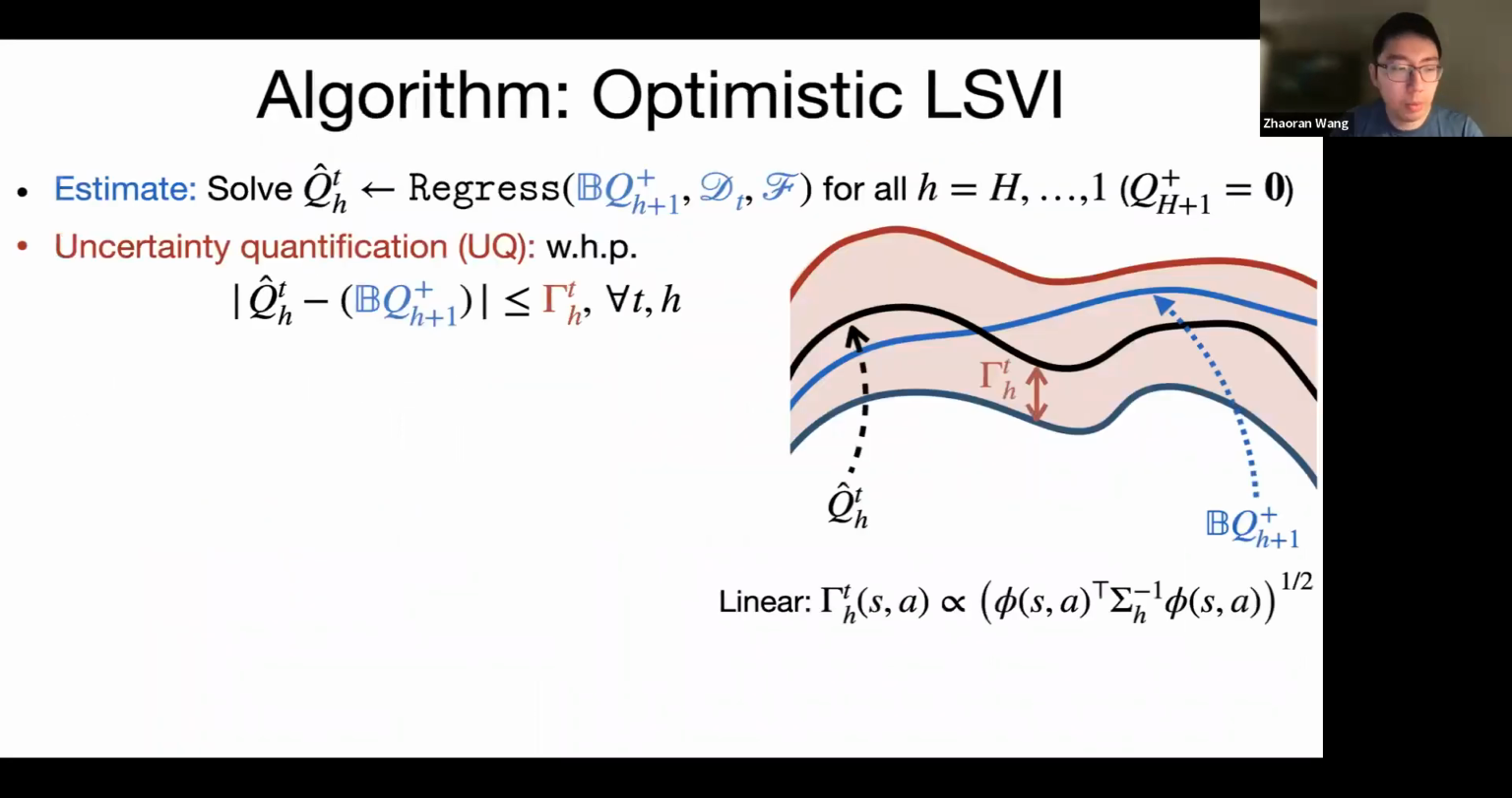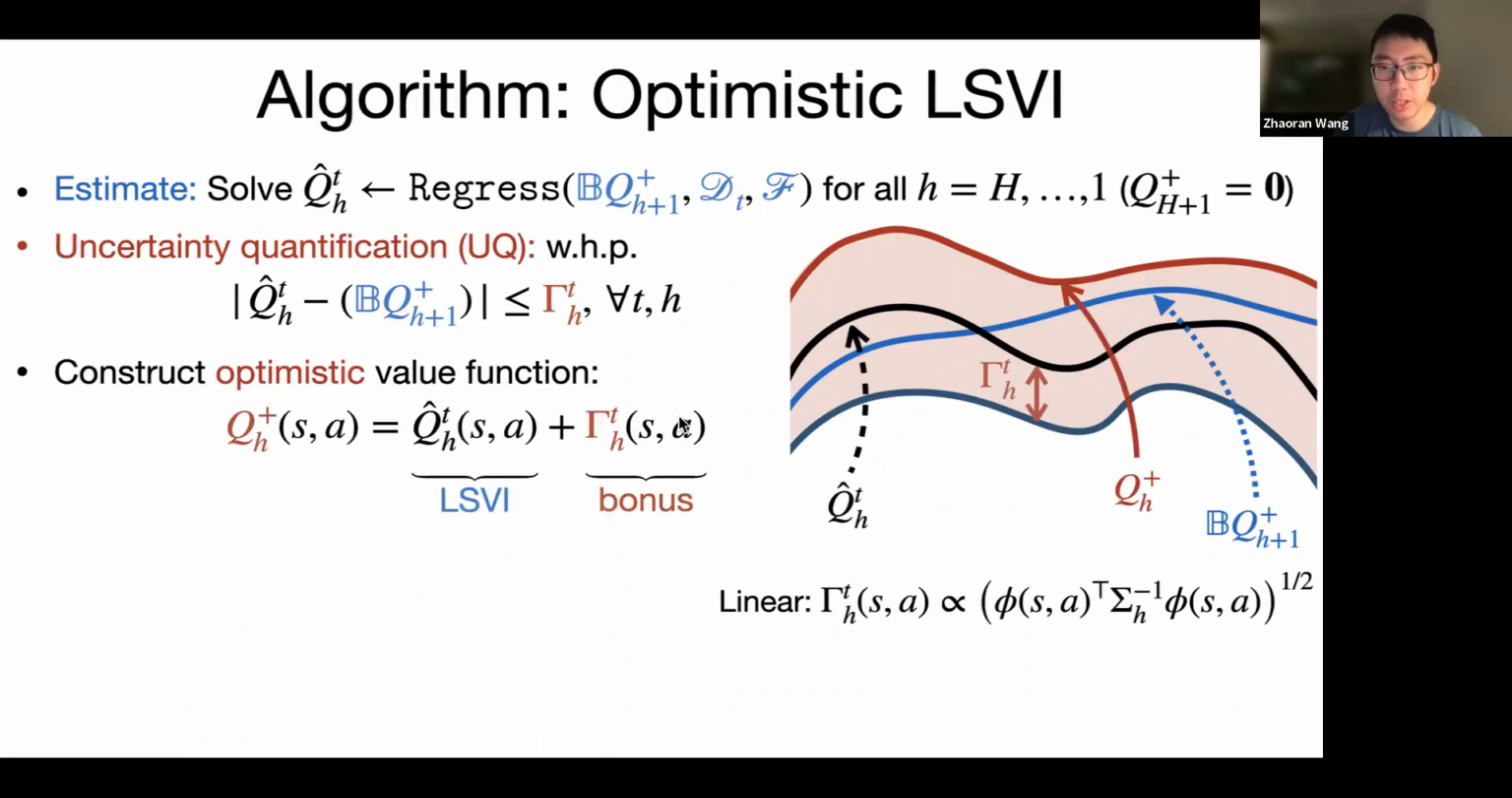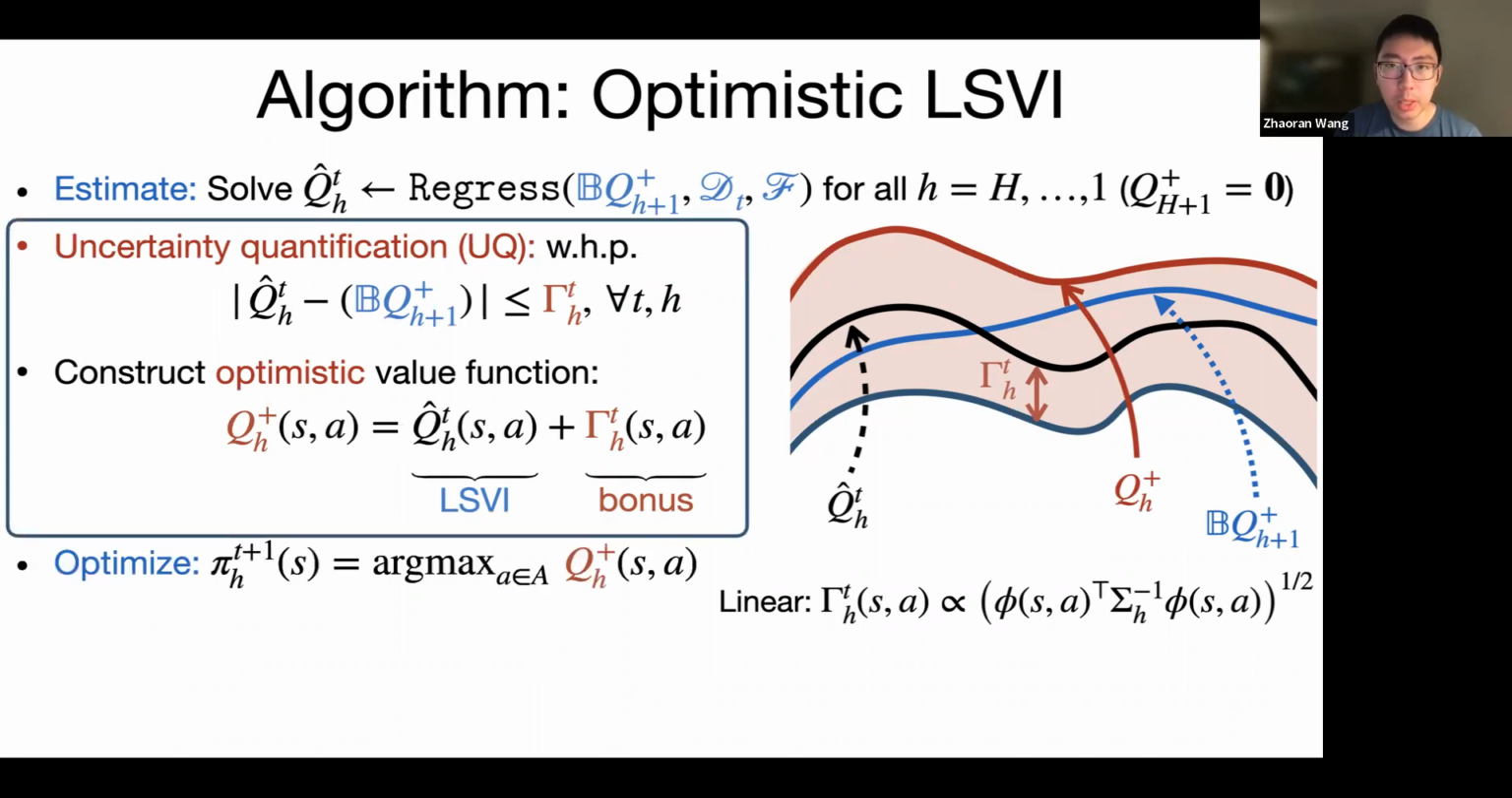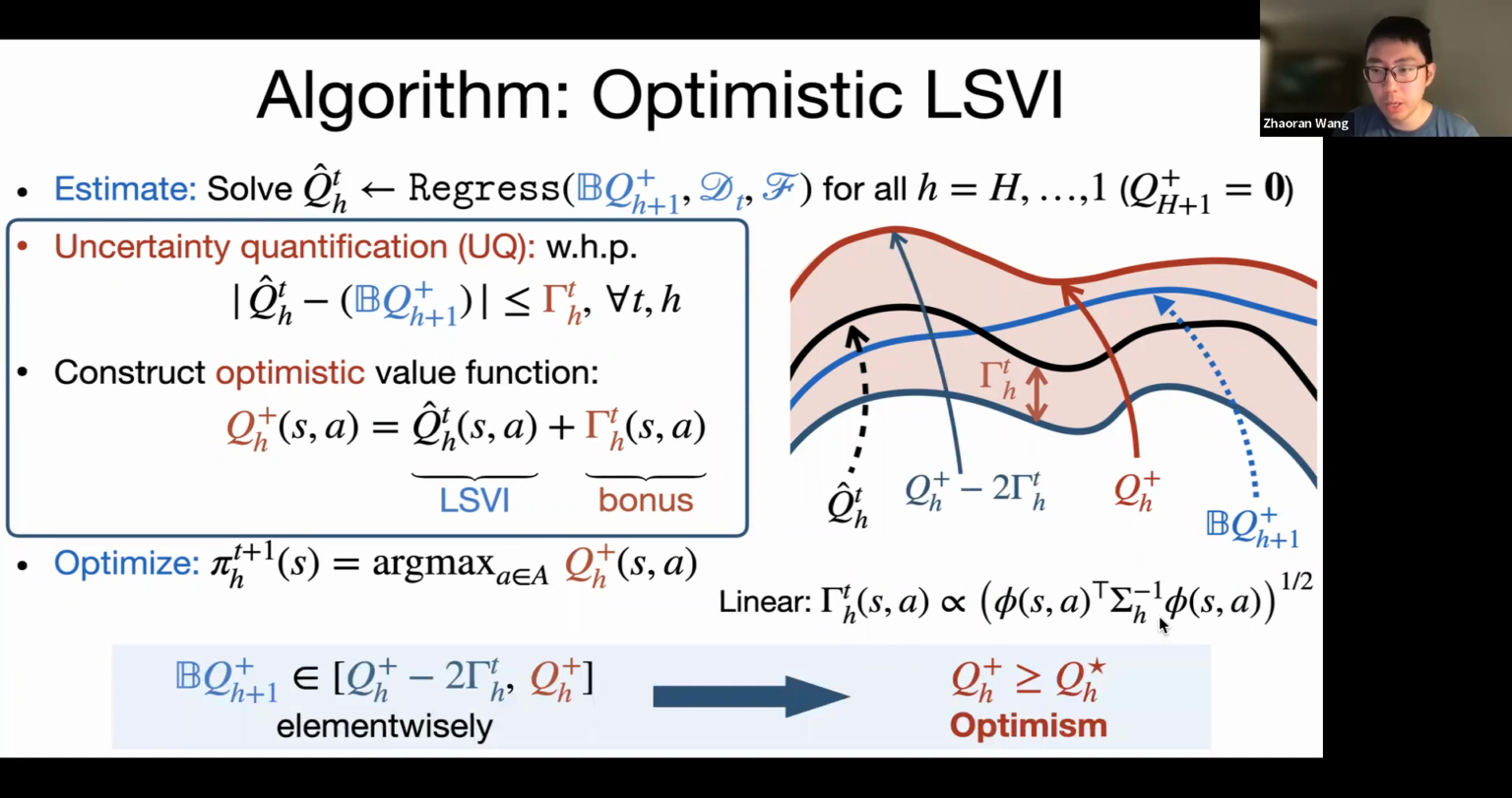The algorithm is almost the same, except that we are now adding the uncertainty instead of subtracting the uncertainty. With the two steps, we first estimate and then optimize, but now we're using the optimistic version of the value function. For the linear case, you can construct the bonus function easily by thinking about the confidence interval of the linear regression problem. And here we are thinking about a finite element-wise or infinity norm confidence interval.